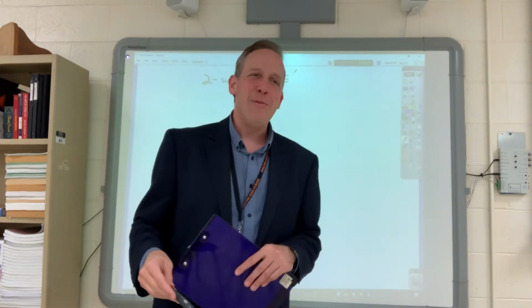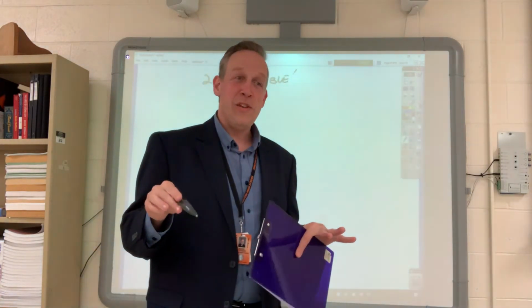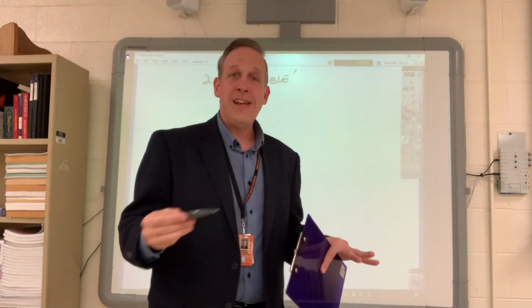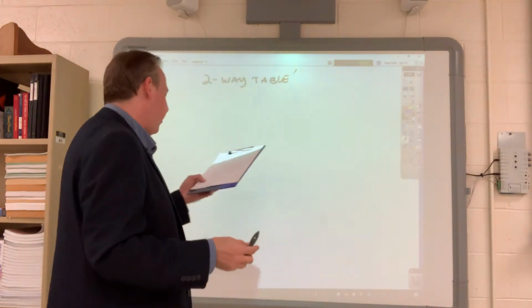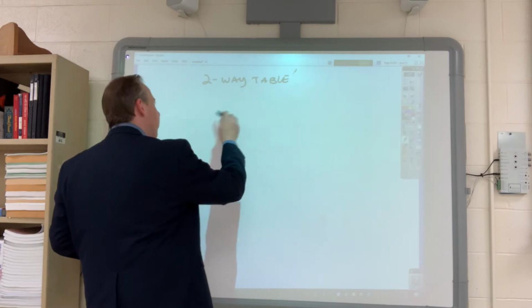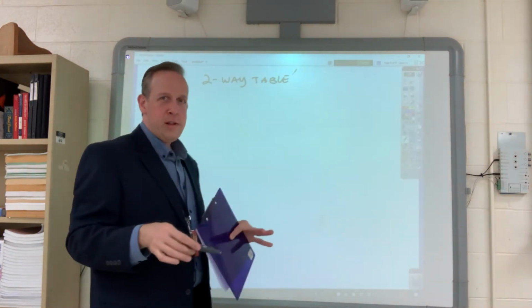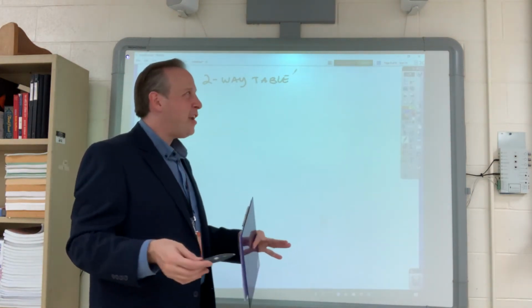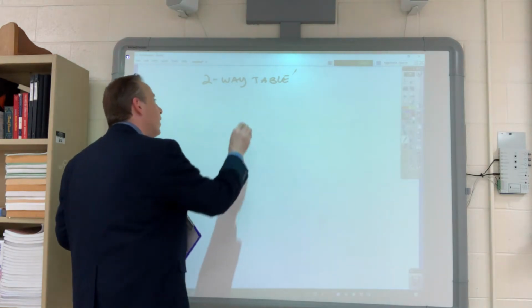Anyway, a two-way table is a display of data that shows us in multiple variables what our data shows. I'm going to do an example rather than just describe it. So remember those cars we talked about in the parking lot? We're looking at their color. Now let's take a look at what a two-way table of that might look like.